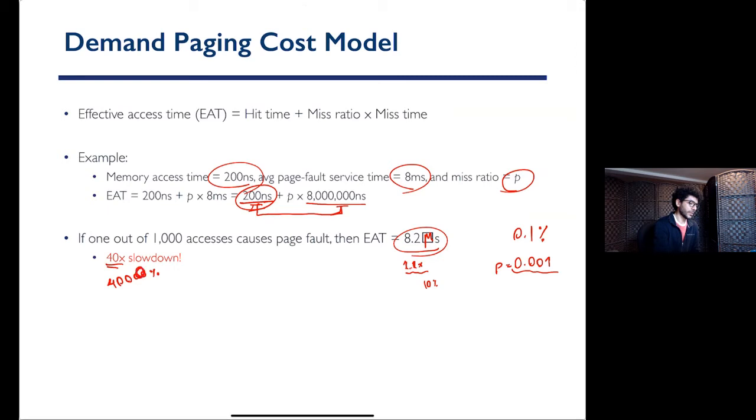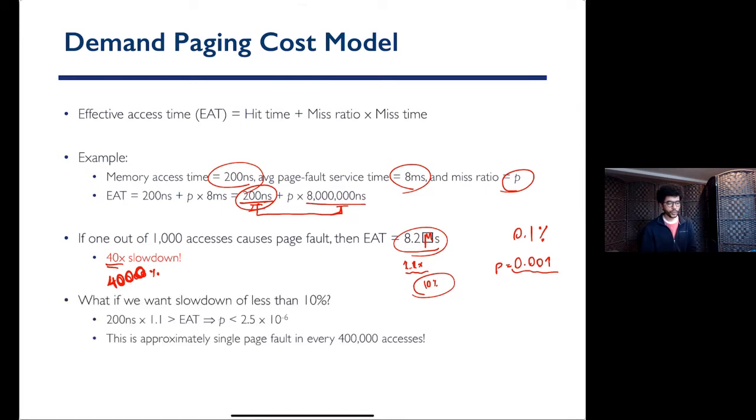Sorry, 4,000%. What if I want 10%? What should P be? So if you do that, you get a P that is this low. So your P should be less than 2.5 times 10 to minus 6. This basically means you have to have one page fault every 400,000 accesses.